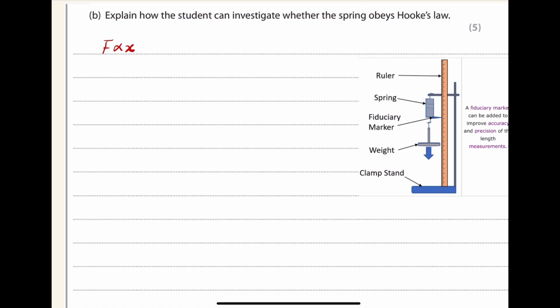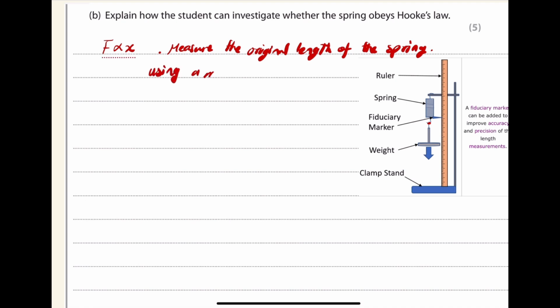The more applied force, or weight attached to the free end here, is directly proportional to the extension. So firstly, I need to measure the original length of the spring, and I have to use a meter rule. I will get 1 mark for this one.